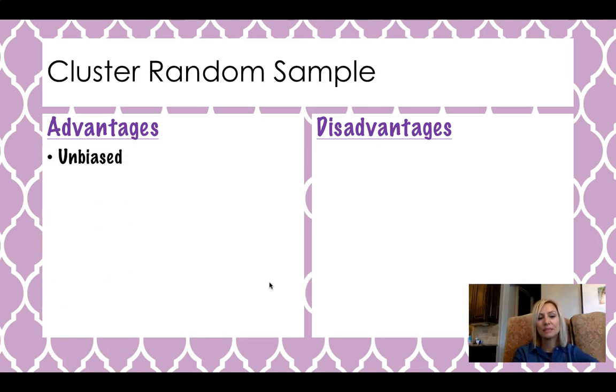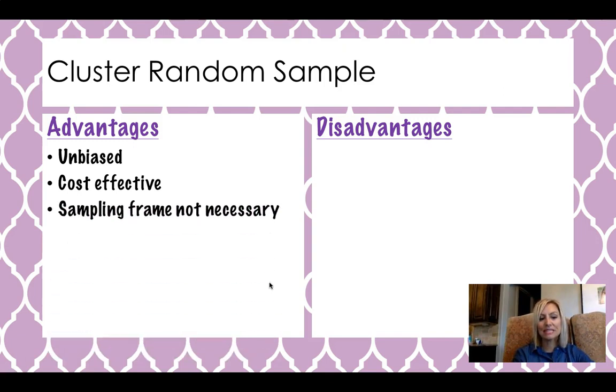Again, cluster random sampling is unbiased because we've randomly selected clusters to be in our sample. When we do cluster random sampling, it's also very cost effective, and our sampling frame is not necessary in order to do a cluster random sample. We're going to randomly select a cluster, and then we sample everybody within that cluster. It's already in our sample. We wouldn't need a sampling frame.